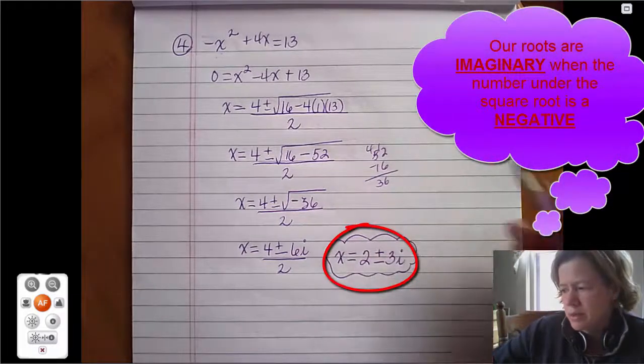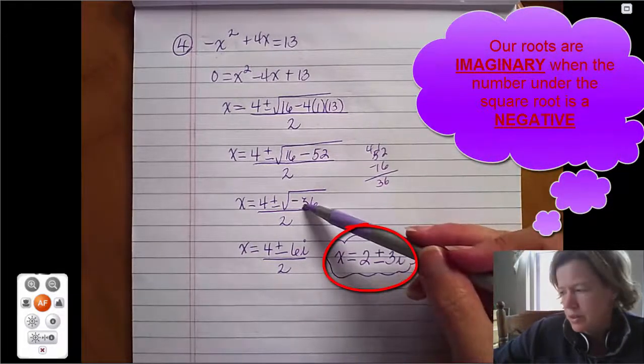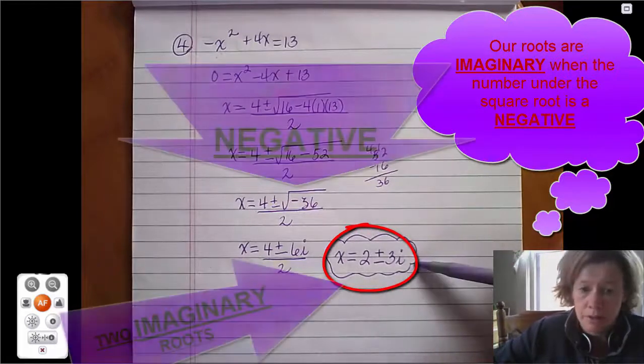So notice again, when you get a negative under the square root, we have imaginary or complex solutions.